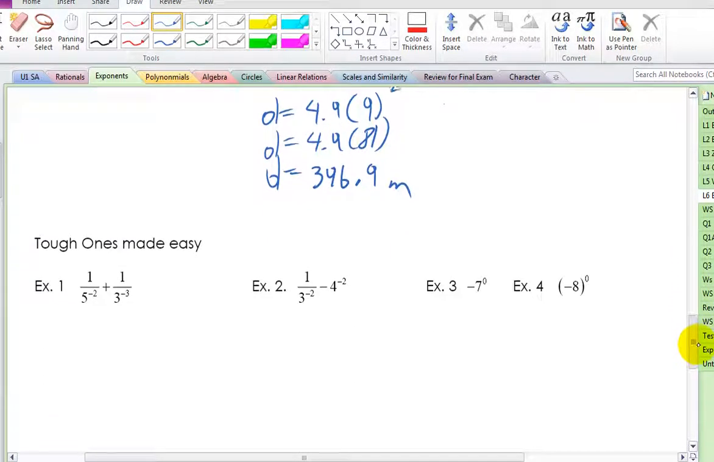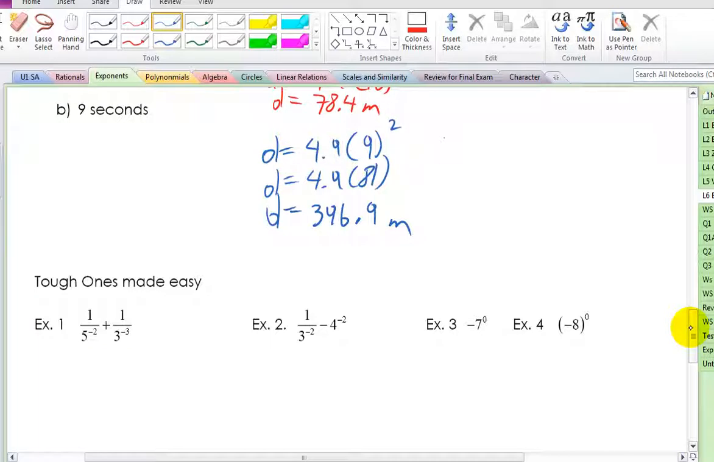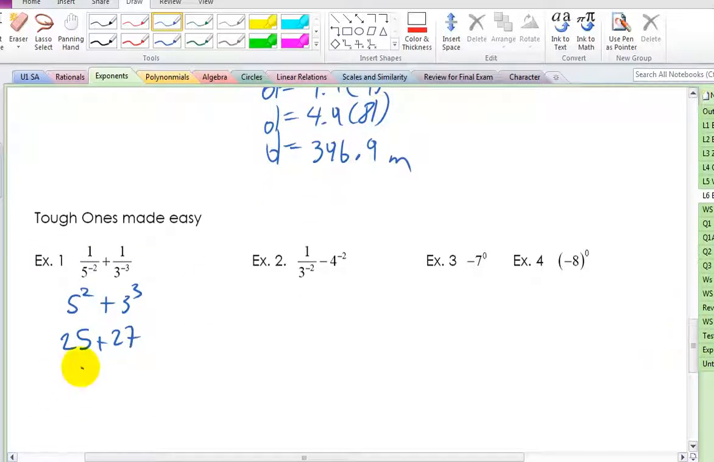So you guys struggle on these. Let's make them super easy for you. First thing you want to do is get rid of your negative exponents. Do that right now. Make those exponents positive. So you should get 5 squared plus 3 cubed. Wow, that's easy now, isn't it? 25 plus 27. Answer is 52.